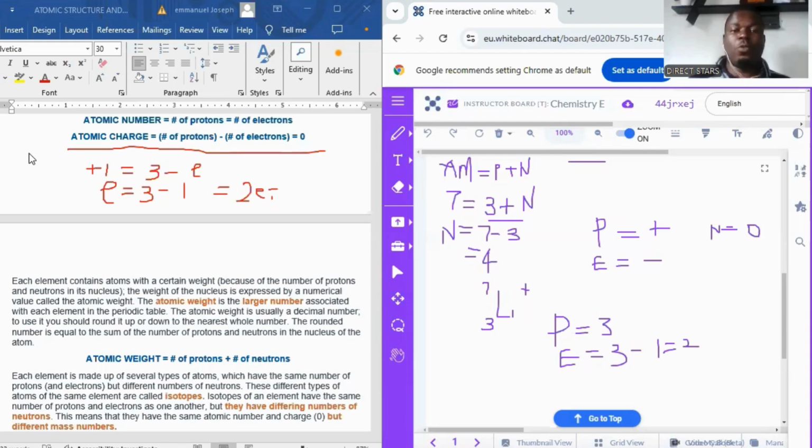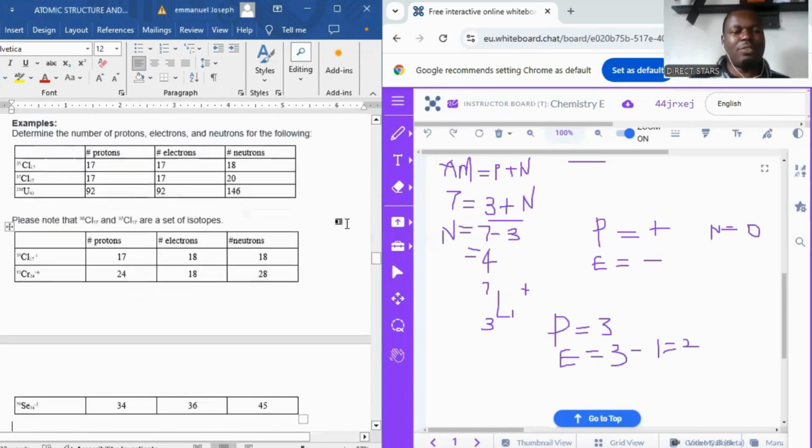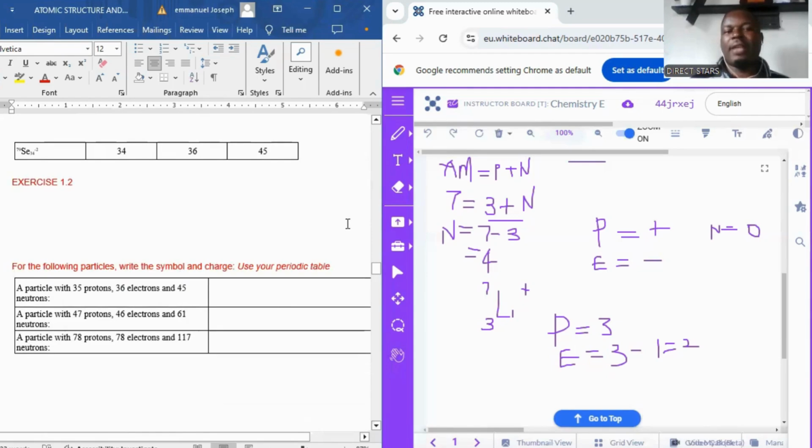But before we go, I want you to try out two questions on your own and see whether you'll be able to tell the number of protons, neutrons, and electrons in some of these particles. You can try this out. A particle with 35 protons, 36 electrons, and 45 neutrons, and then the other, and then the third one. Just give it a trial, and whatever you have, you can bring it to the next class.